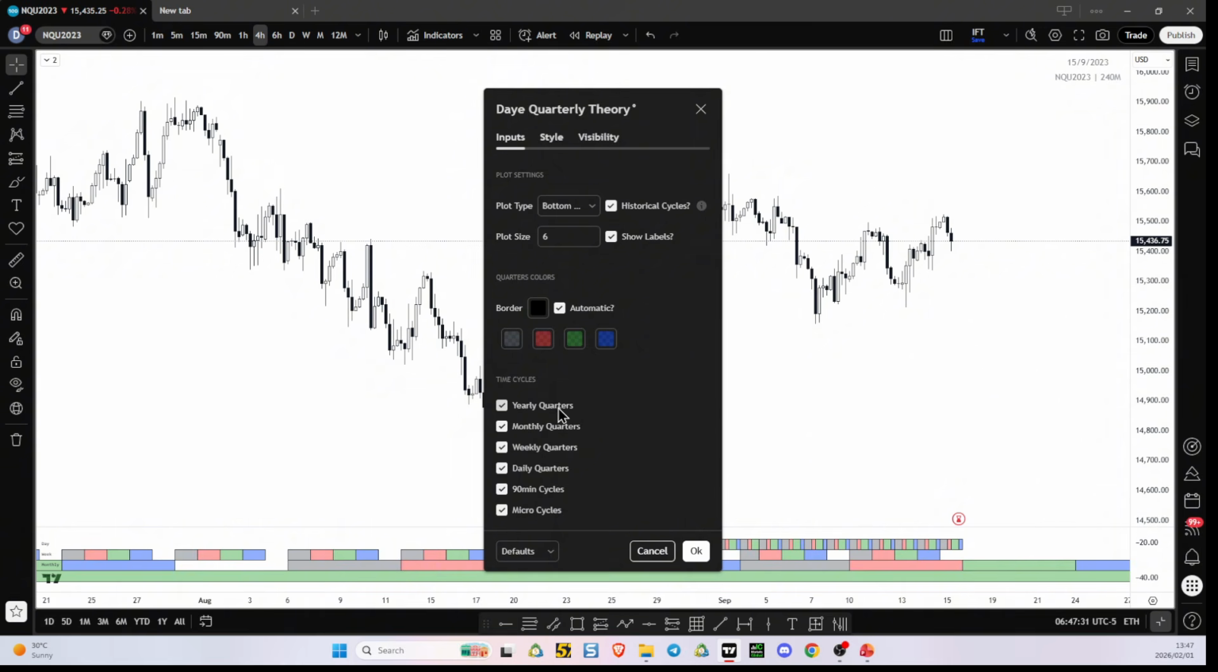The yearly quarter is more so if you're a position trader. The monthly cycle is more so for a swing trader. The weekly cycle is more so for a short-term trader to sometimes day trader. The daily cycle is more for a day trader. The 90-minute cycle is for a day trader or even a scalper. And the micro cycles are for if you are a scalper, right? So keep that in mind. Add this indicator, because you cannot trade sequential SMT without it.